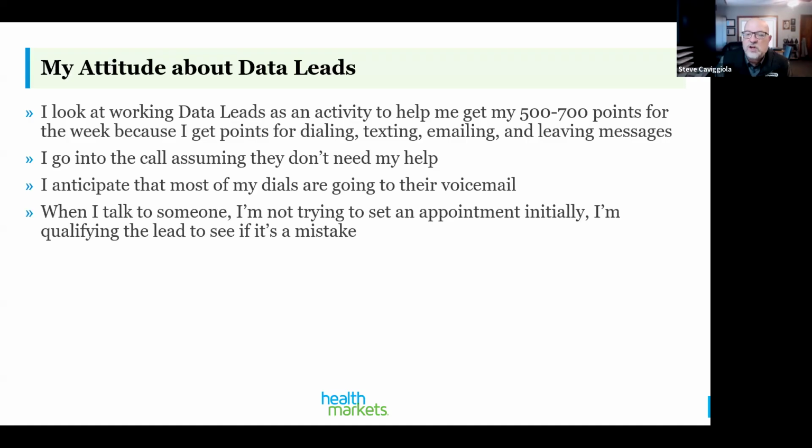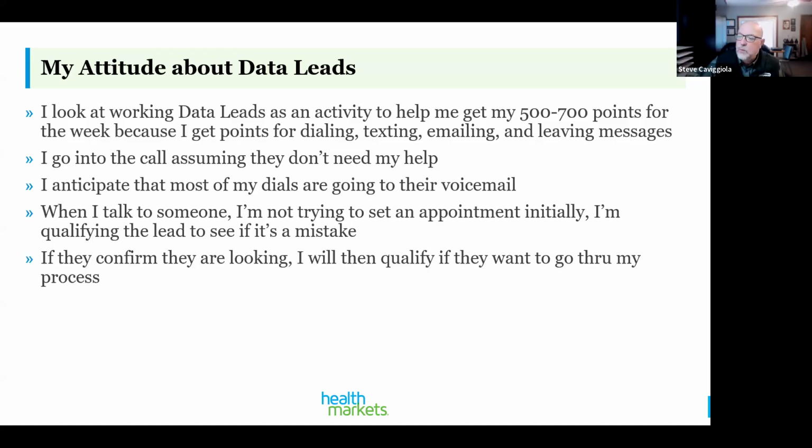But when I talk to someone, I'm not trying to set an appointment initially. I'm qualifying the lead to see if it's a mistake. Again, I'm from Sandler, we've already talked about this. I'm qualifying out, trying to see if this is legit or not. If they tell me they're not looking, it's what I thought. If they tell me they are looking, then I will qualify them to see if they want to go through my process. Now, not every person that responds to me that they're looking do I work with.